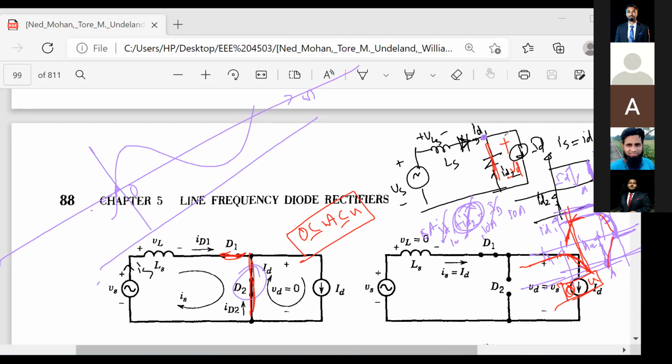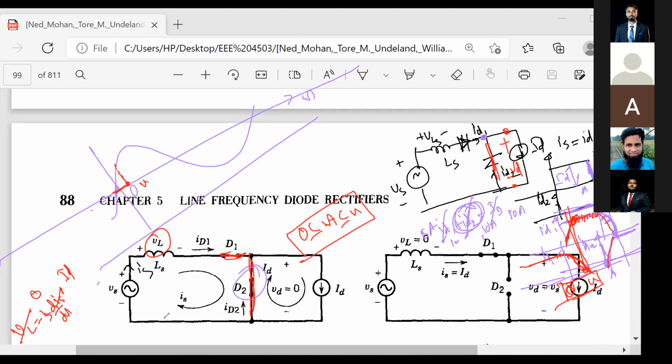So when D2 is conducting, output voltage shall be 0. It will short. So suppose it is U. Of course, you should get 0 voltage here. And after that, when D2 stops conducting and D1 gets the full, constant current, there will be no drop here, because VL equals LS dIS by dt. If IS equals capital ID, of course, VL will be 0.